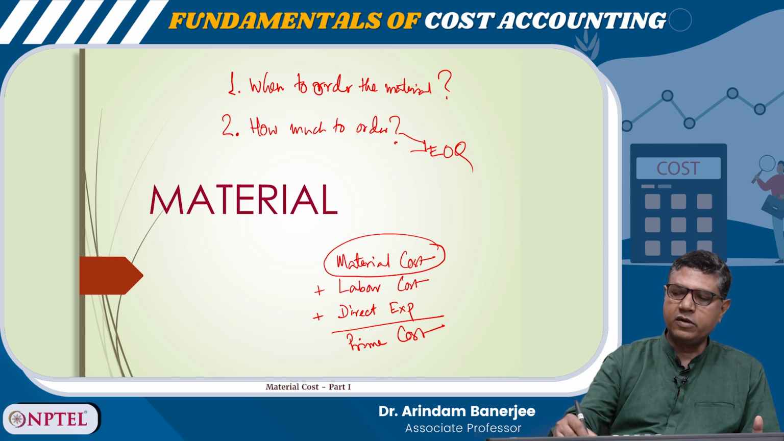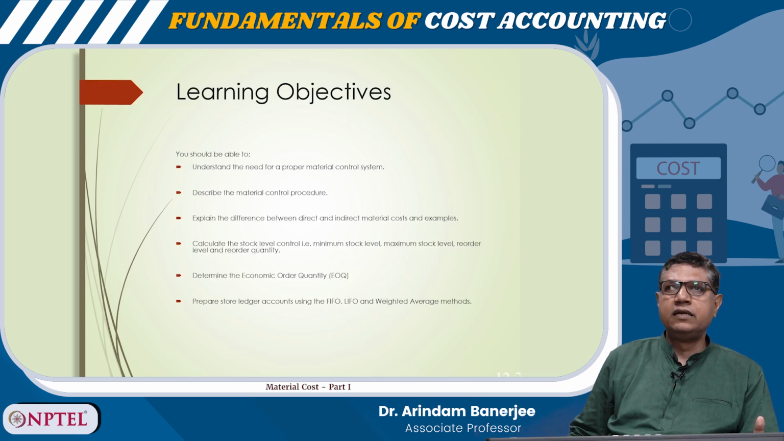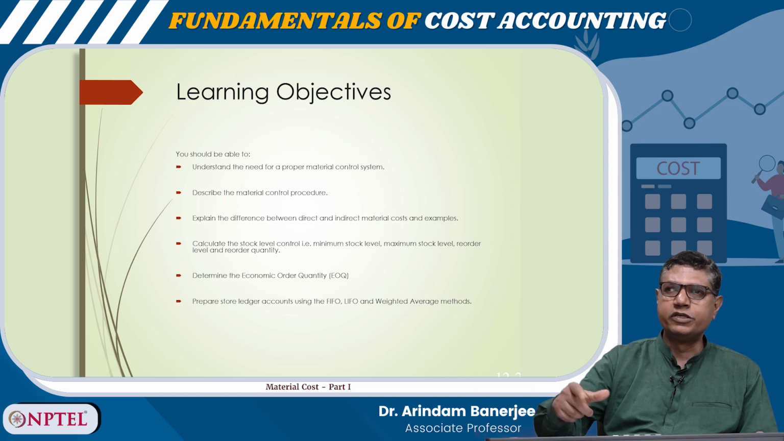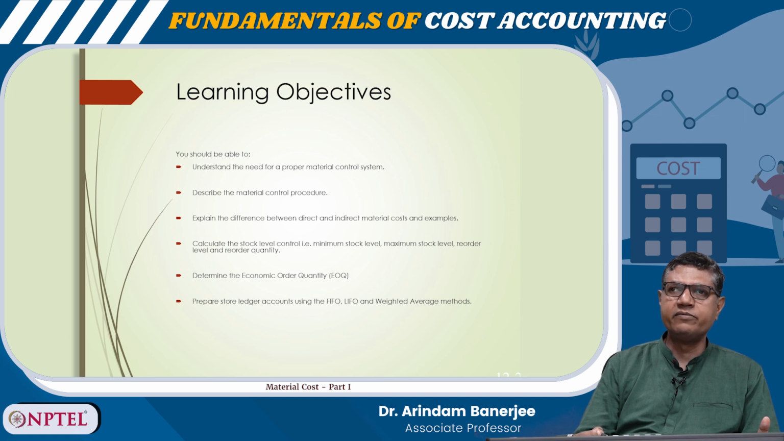Okay. So we will discuss the material cost. These are the learning objectives: understand the need for a proper material control system, describe the material control procedure, explain the difference between indirect and direct material costs with examples, calculate the stock level control, that is, the question of when to order, and determine the economic order quantity, that is, how much to order. And the last one is the valuation of inventory, how we can do the valuation of the inventory.